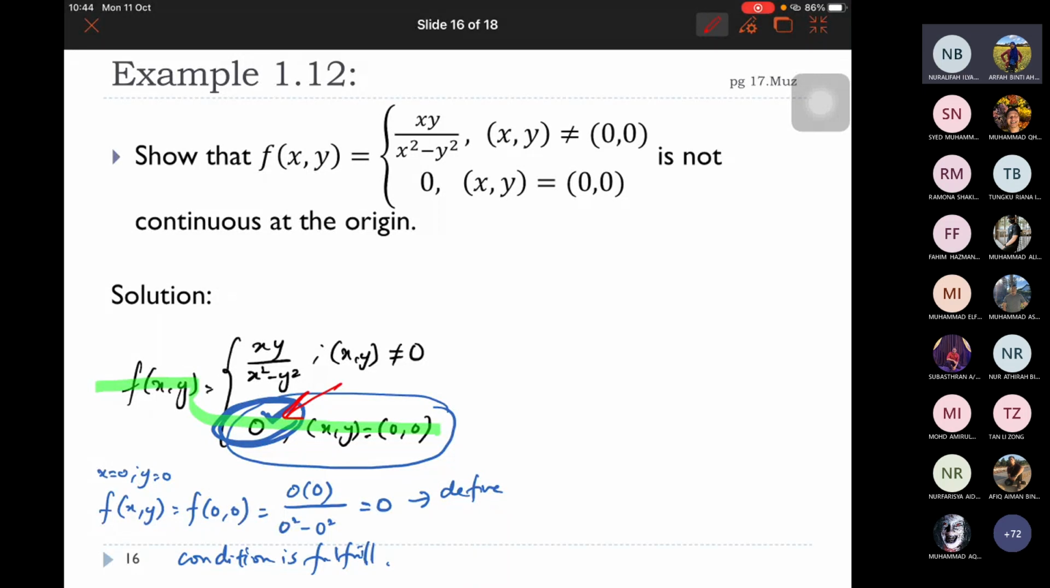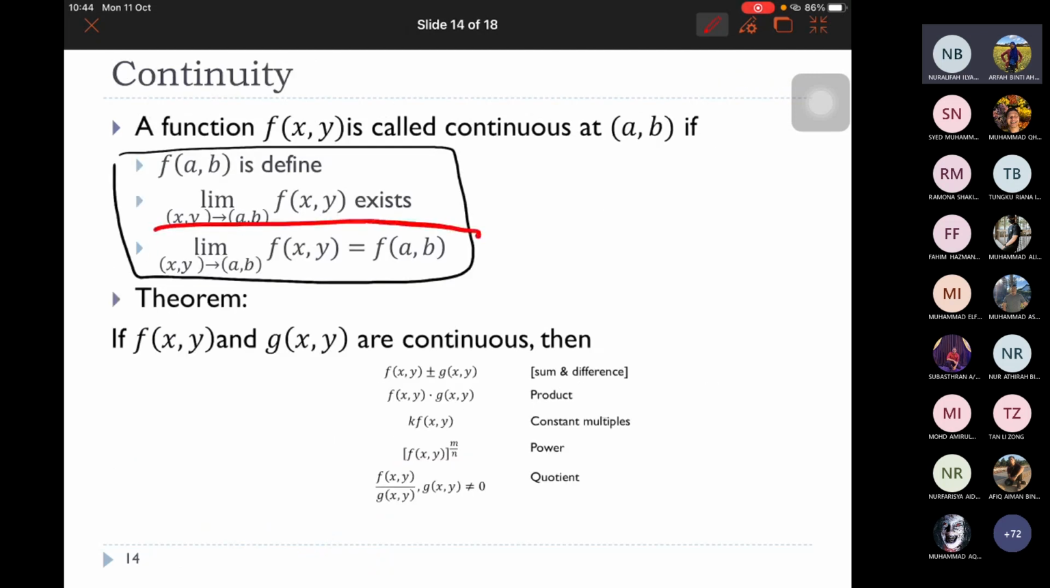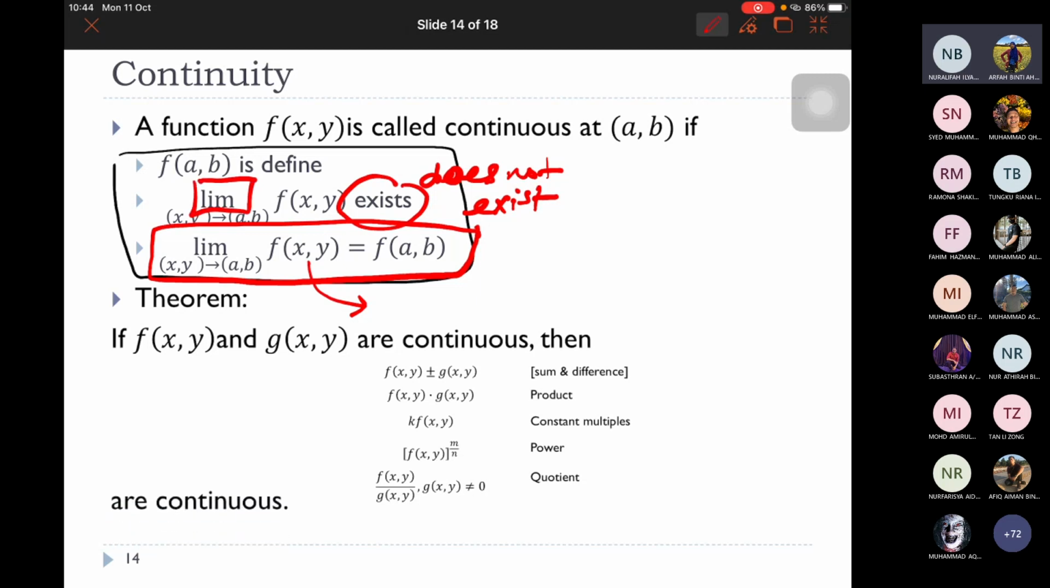Okay, done. So condition 1 fulfill. Condition 2 tak fulfill. Dan condition 3 dia kata limit (x,y) approaches (a,b) hendaklah sama dengan f(a,b). Tapi memandangkan kita dah kira tadi yang ini does not exist. Okay, so condition 3 tak fulfill. Sebabnya limit (x,y) approaches (a,b) tidak sama dengan f(a,b).